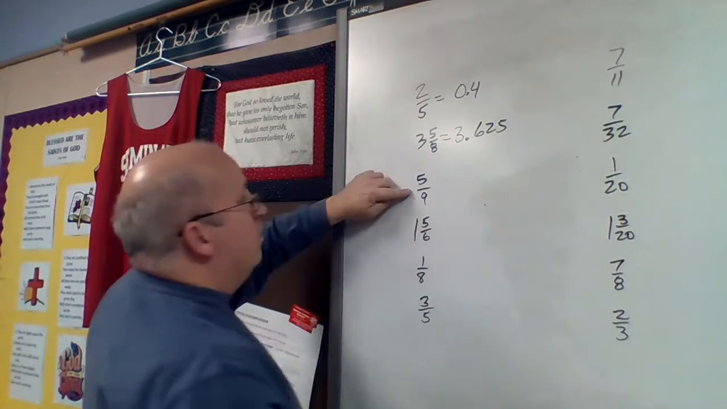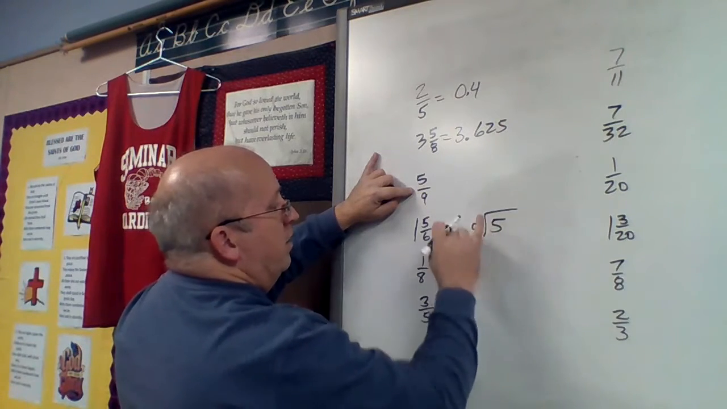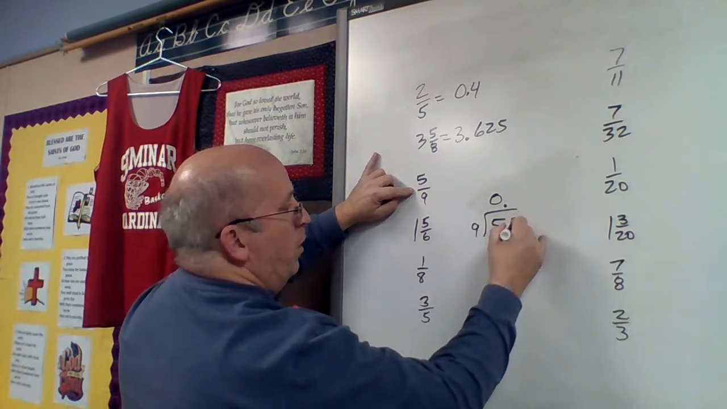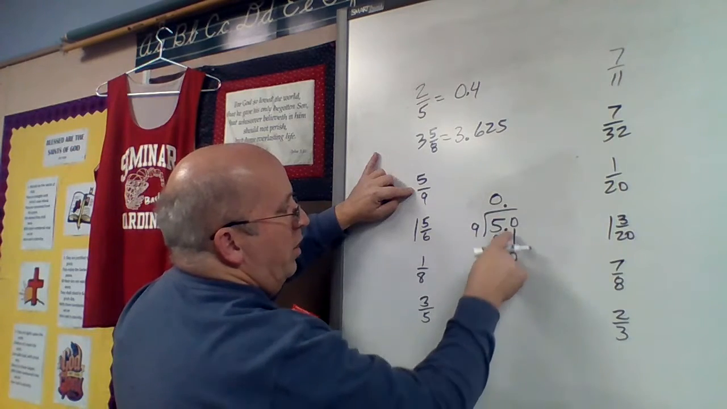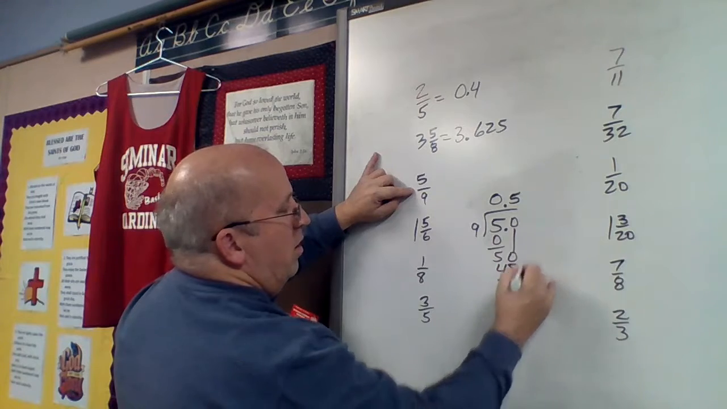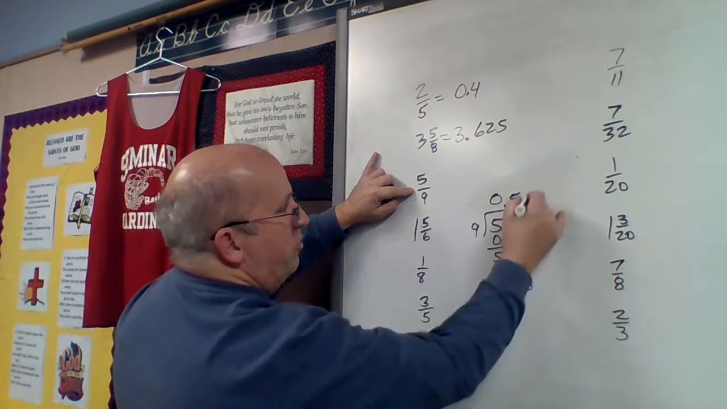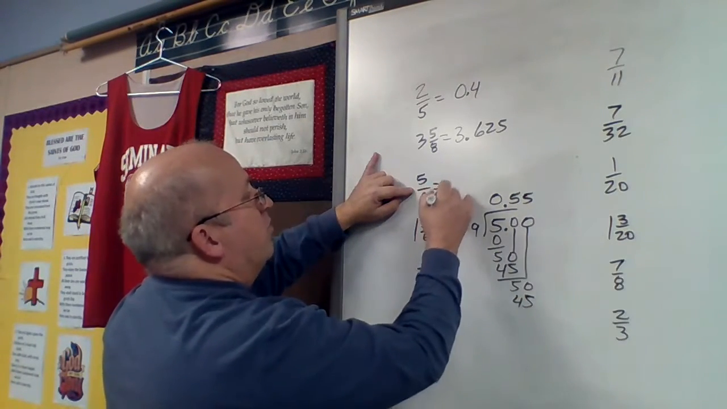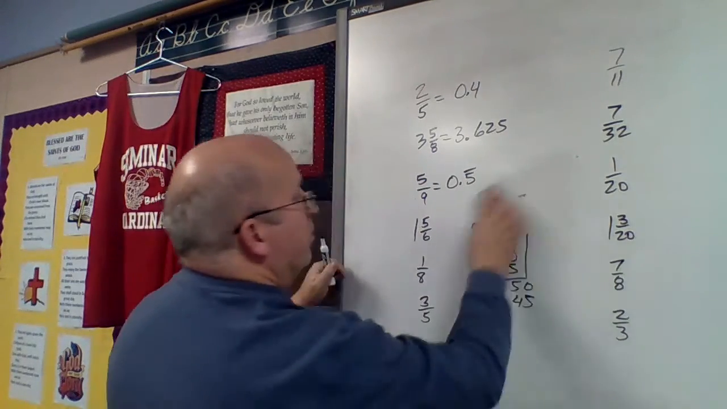Next one. 5 ninths. 5 divided by 9. Heads up on this one. This is going to be our first one where we're going to have some repetition going on. 9 goes into 5 0 times, but it goes into 50 5 times. Hey, do you see that? 50, 50, 50. It's just keeping on repeating with those 5s, isn't it? So this is 0.5 with bar notation over the 5.